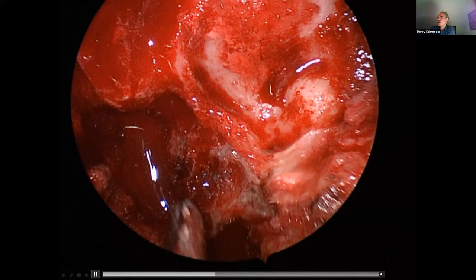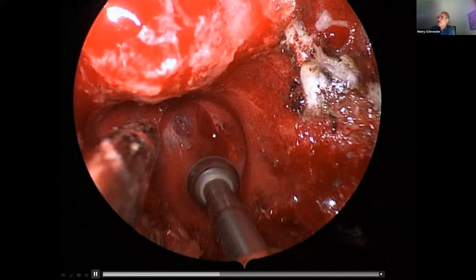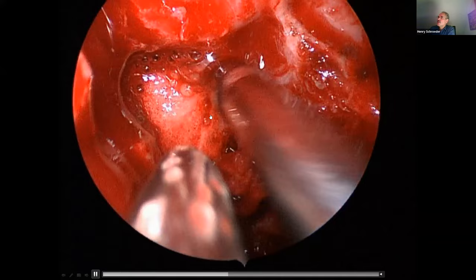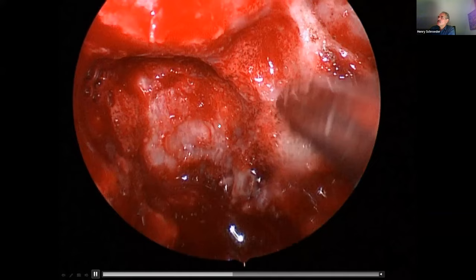So we drill more of the bone. And here you see, we enter the venous plexus of the clivus, which is in connection to the cavernous sinus. And you see how massive bleeding can occur. How do we deal with that? We just inject a little bit of Floseal. And then we take a patty to press it on. And then usually you can start with further resection.